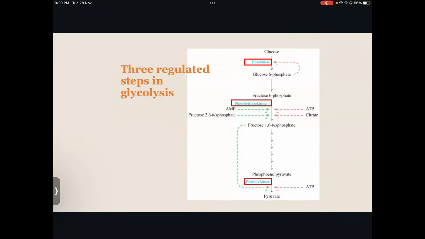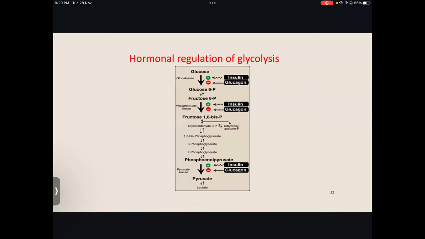Now finally, just to reiterate, three regulated steps in glycolysis, they're very important. Steps 1, 3, and 10. The enzymes that are regulated are hexokinase, phosphofructokinase 1, and pyruvate kinase. Now, that is the process of glycolysis. And those three steps, or high yield steps, I want you guys to focus on, because they are the ones that are regulated and most important ones.